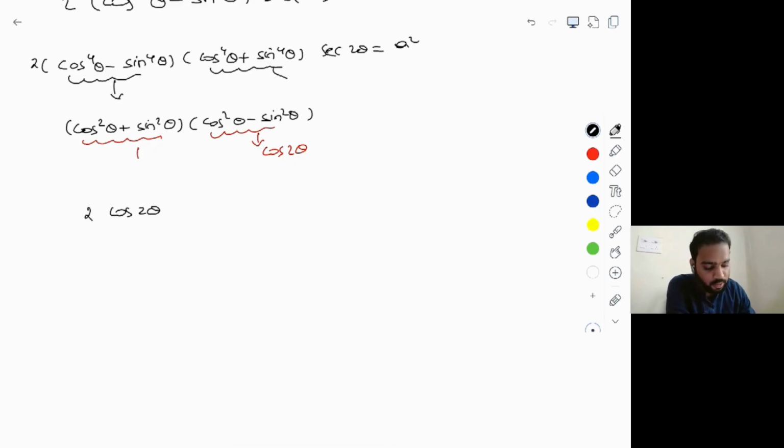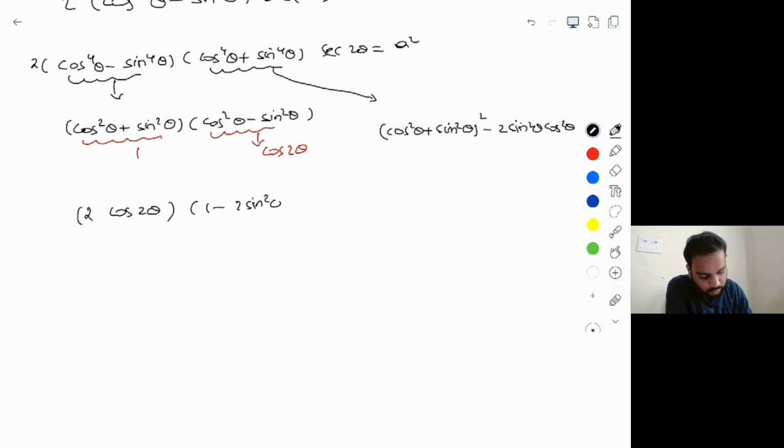and once again I'm going to write this cos power 4 plus sin power 4 theta as nothing but what? I can write this as cos square theta plus sin square theta whole square minus 2 into sin square theta into cos square theta. Okay. So which is nothing but 1 minus 2 sin square theta cos square theta multiplied by secant 2 theta is equal to a square.